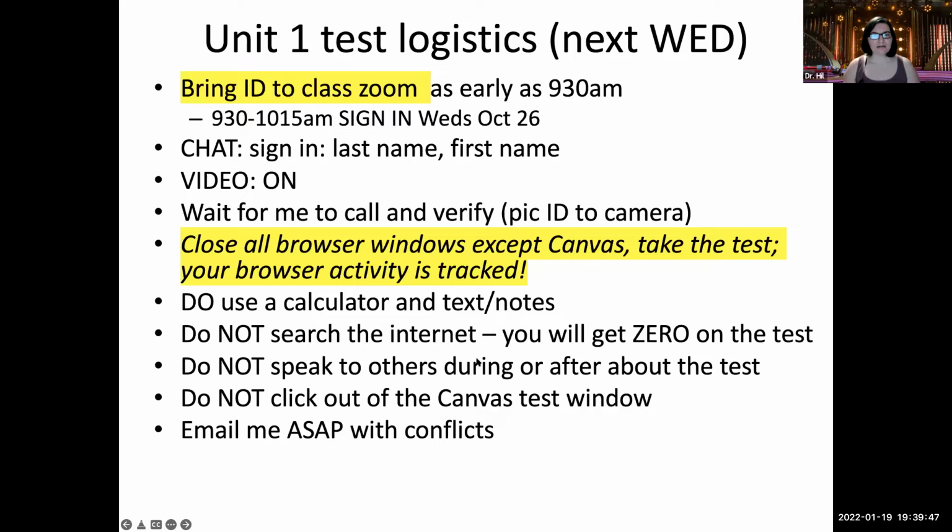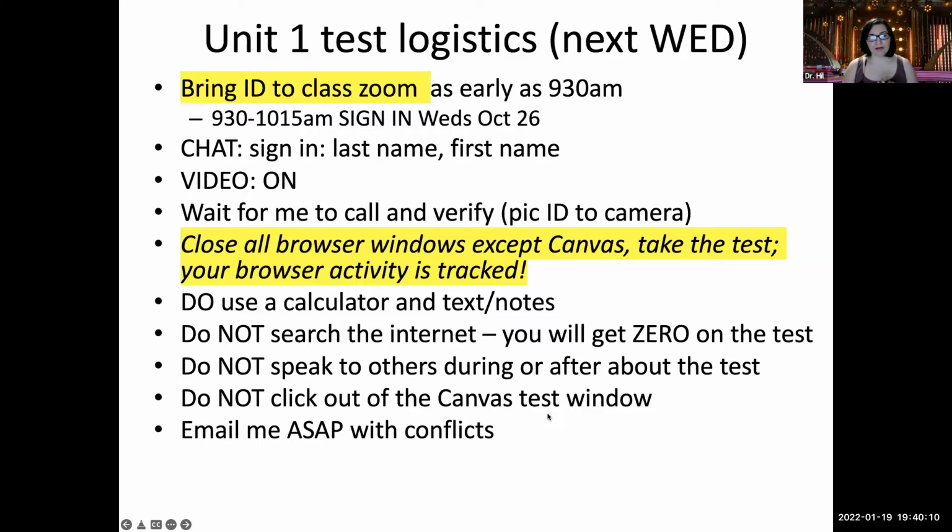Start the test. Your browser activity is tracked. That means my expectation is you will not search the internet, you will not phone a friend, you will not talk to other people about the test. You're going to do it independently. And if you click out of the testing window to open a browser or to check your email or even to open a Word document, it's going to send an alert to me.